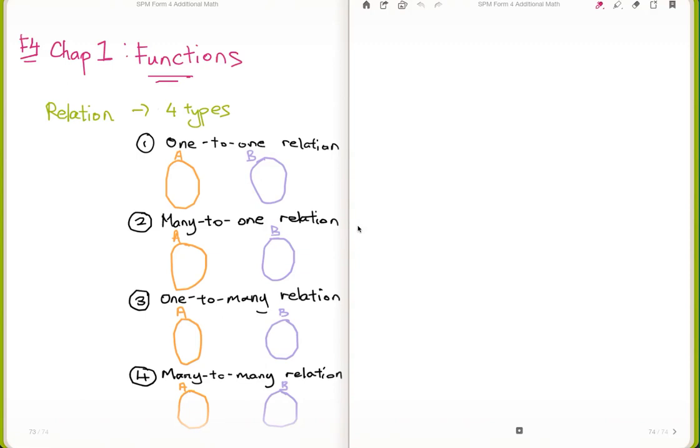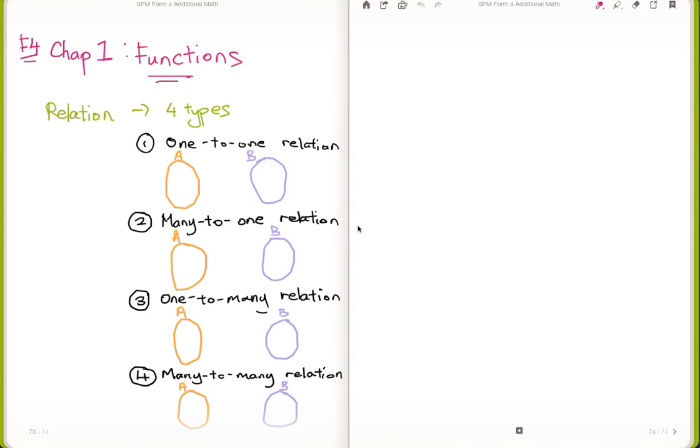This is about Form 4 Chapter 1, Functions. If this is the first video you're watching, you might want to consider not watching this first, because the first chapter, functions, might be a little too hard to understand if you don't know about quadratic equations. If you're watching for the first time, I'll try my best to make you understand and make it logical.